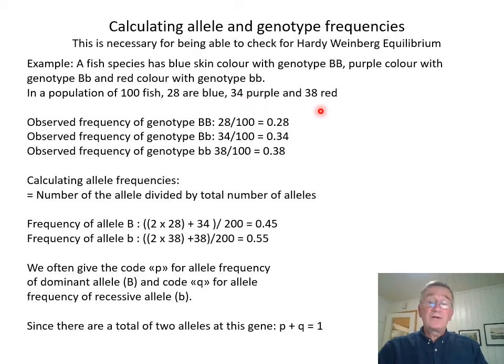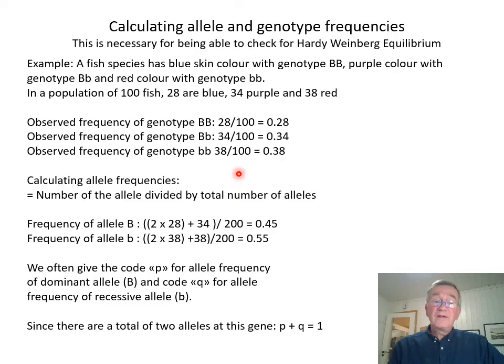And we will see here, because we know that if they are blue, they should be homozygous capital B. So the frequency of homozygous capital B is 28 fish divided by the total number, which is 100, and then the frequency is 0.28. This is the observed frequency of the genotype. The heterozygous genotype is 0.34, and the observed frequency of the homozygous small b is 0.38. Out of these observations, we can also calculate the allele frequency.